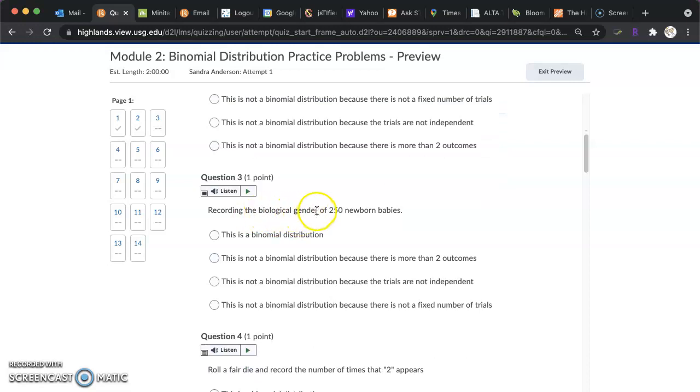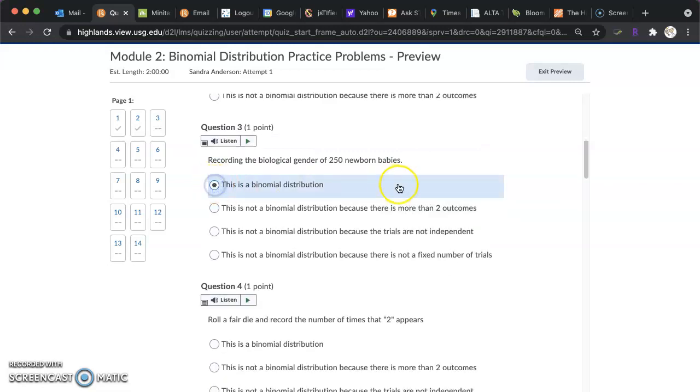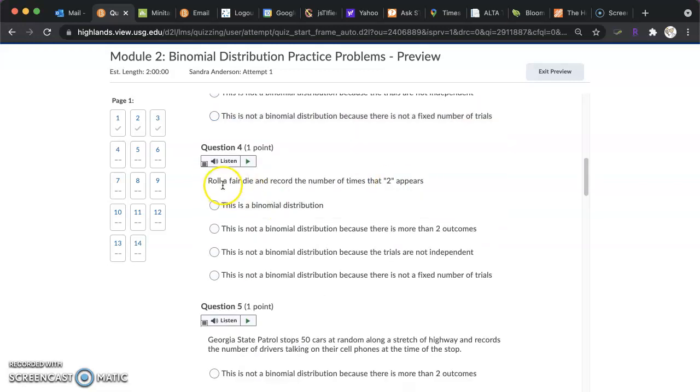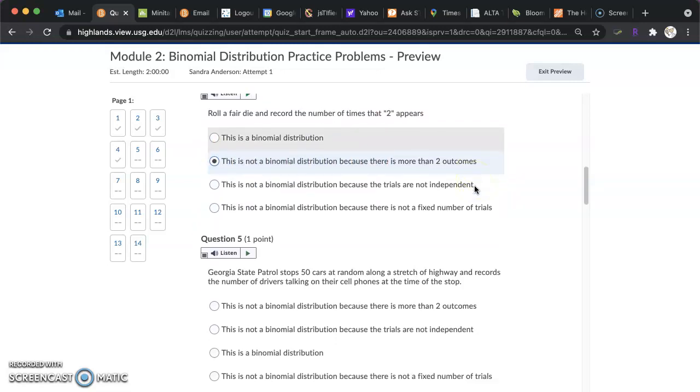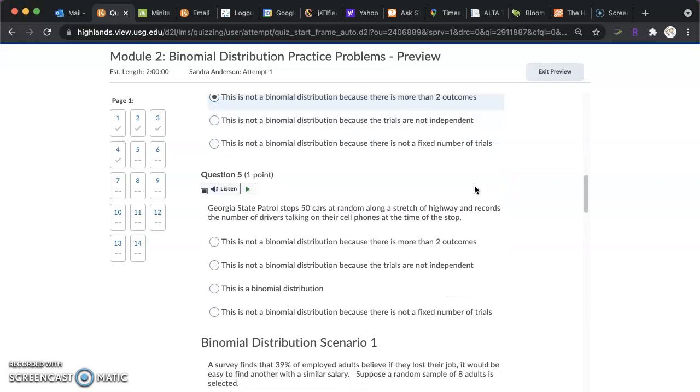Recording the biological gender of newborn babies: they're male or female, so that is a binomial distribution. Roll a fair die and record the number of times that a 2 appears. A 2 could appear 1 time, 2 times, 3 times, 4 times, 5 times. That is not a binomial distribution because there are more than two answers to that question.